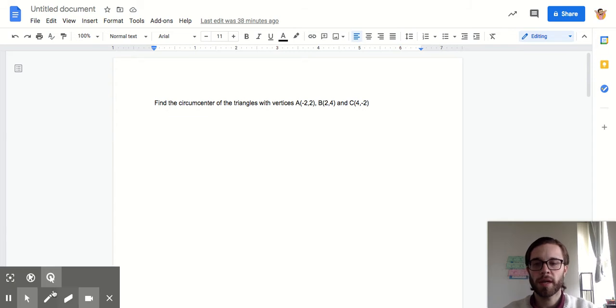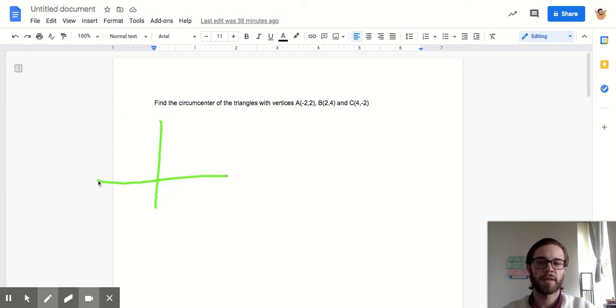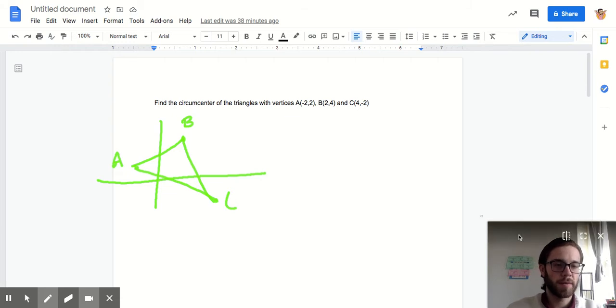Okay, so the first thing I'm going to do is graph it really quickly. I'm just going to do a quick little sketch to make sure I have the right idea. So I have negative 2, 2. There's A. B is over 2, up 4. This is just a rough sketch. It's nothing crazy. 4, negative 2. Okay, and there's C. So as you can tell, nothing is directly vertical or horizontal. If you had something that was vertical or horizontal, you would choose that. But none of these specifically are. So we're going to have to find the slopes.